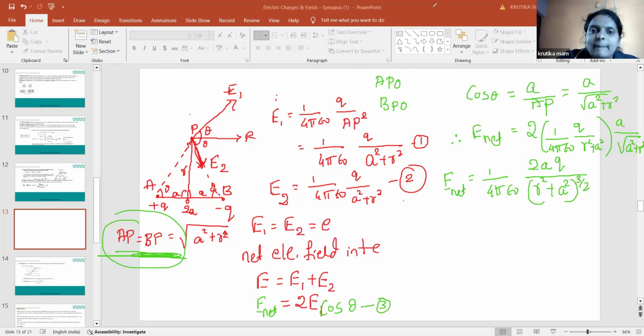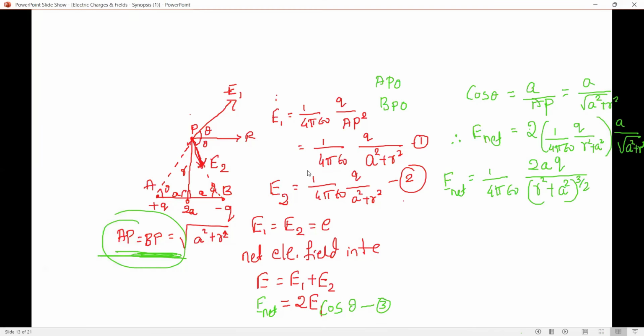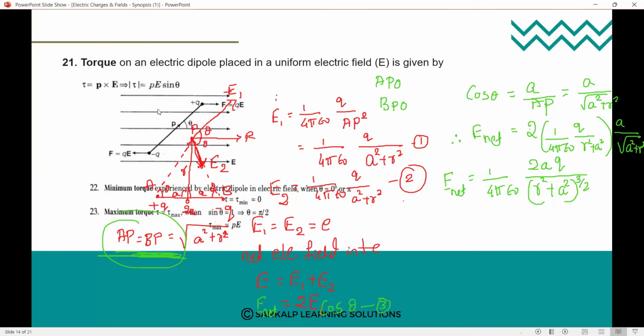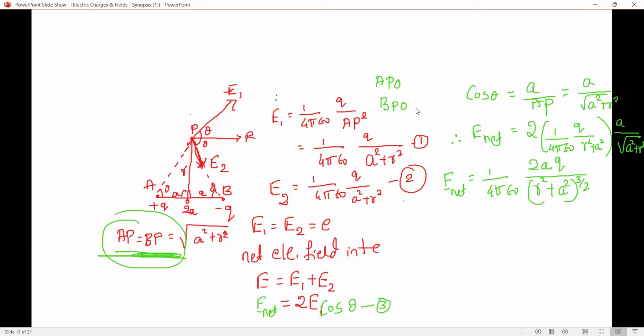How did it come? See, why are we getting the power of 3 by 2? Look at the denominator terms there: one is in the root, and one is without root. So how can we write the root? Root value we can write as to the power of 1 by 2. Root value we can write as to the power of 1 by 2.